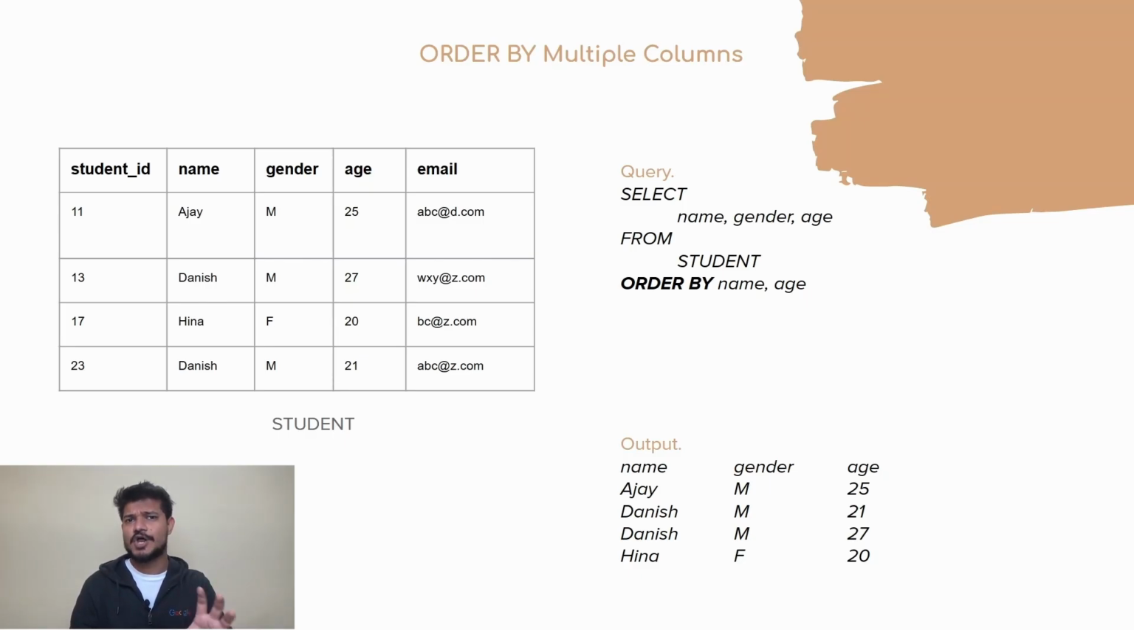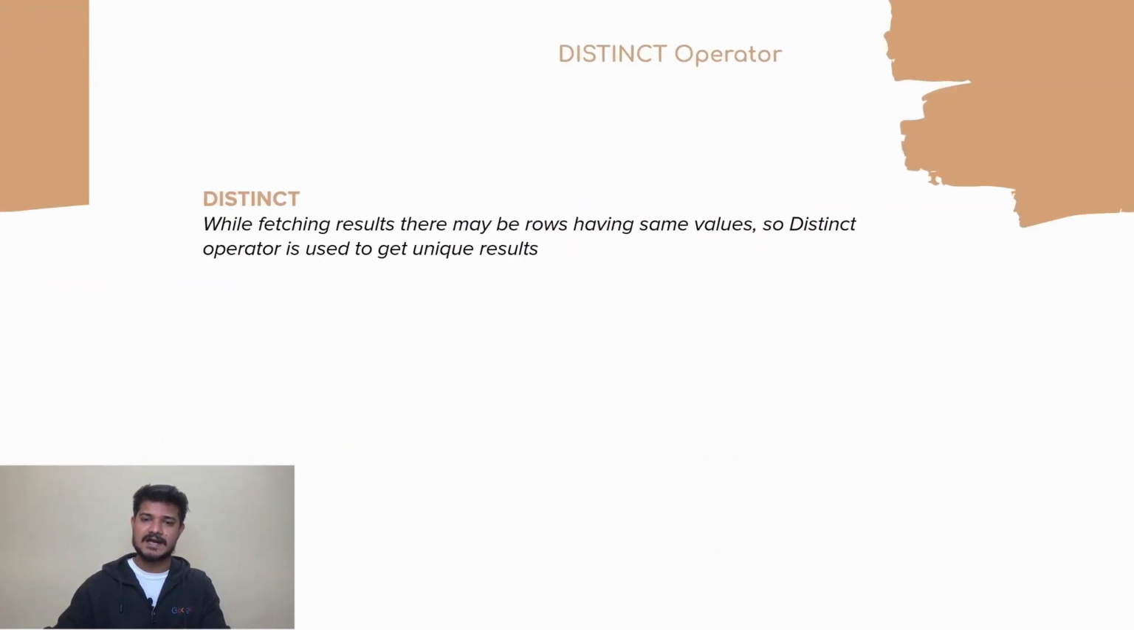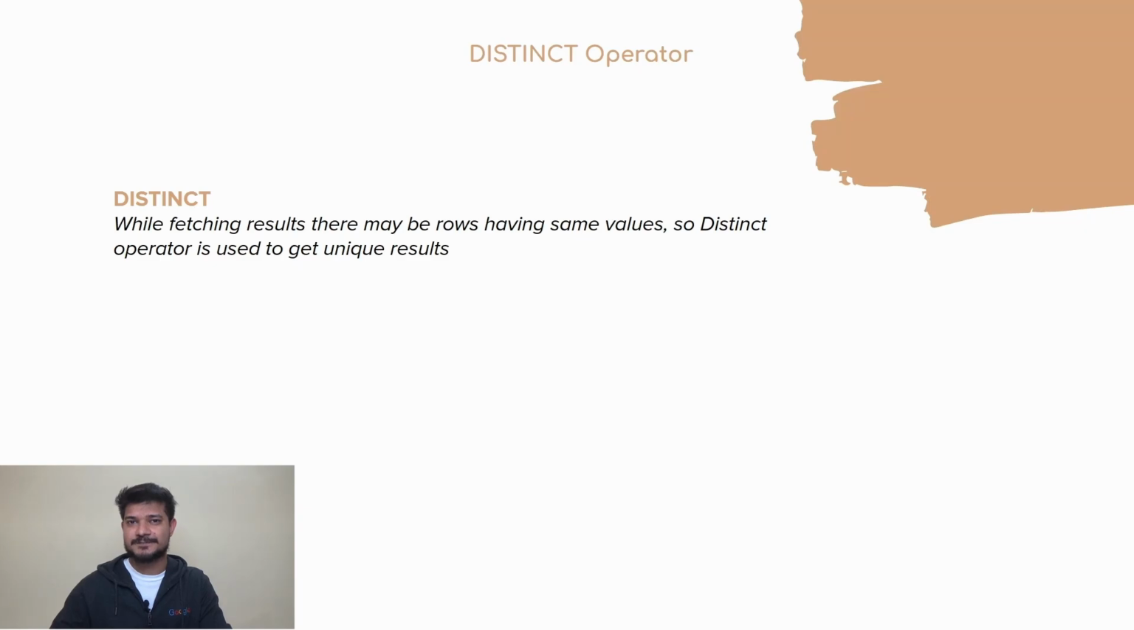Now, this was all about order by. Let's have a look at the distinct operator. While fetching the result, there may be rows which contain the same value. The distinct operator is used to get the unique results only.